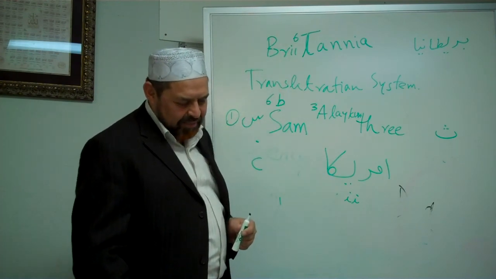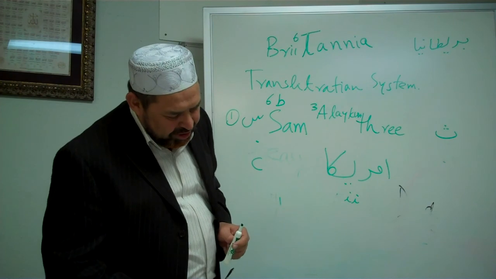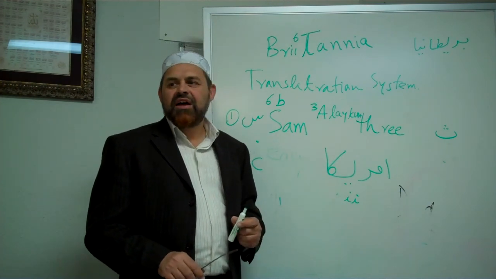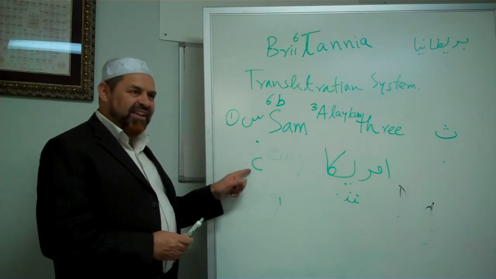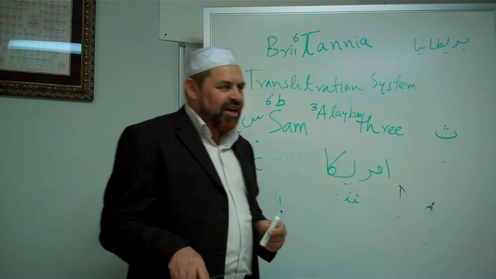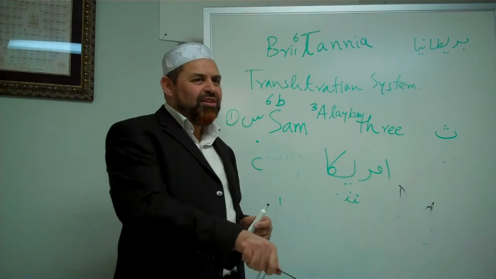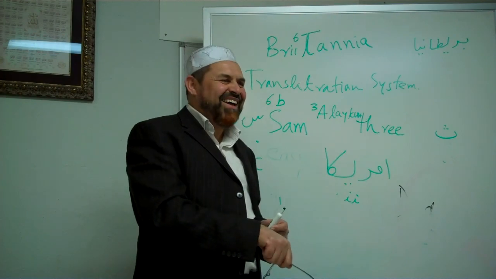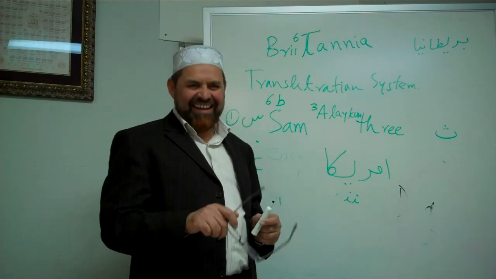11, Britania, with Ta. Yes. And number 12, Al-Iraq. See this symbol again? For Ain. Al-Iraq. American people are not familiar with this symbol. That's why they do not pronounce Iraq properly. Iraq. Yes, Iraq.